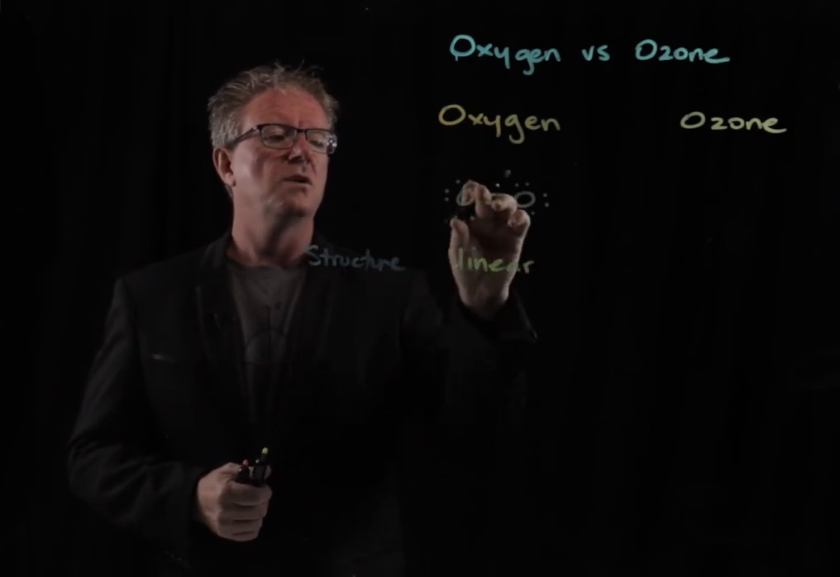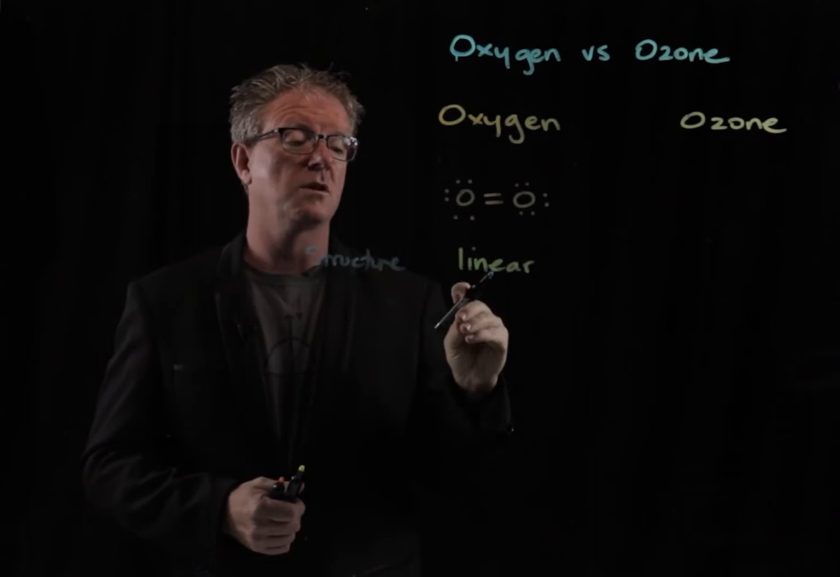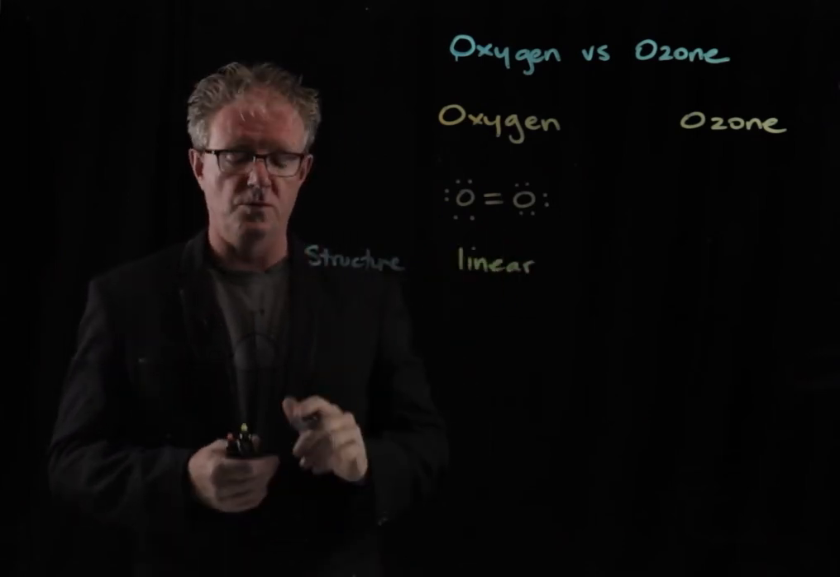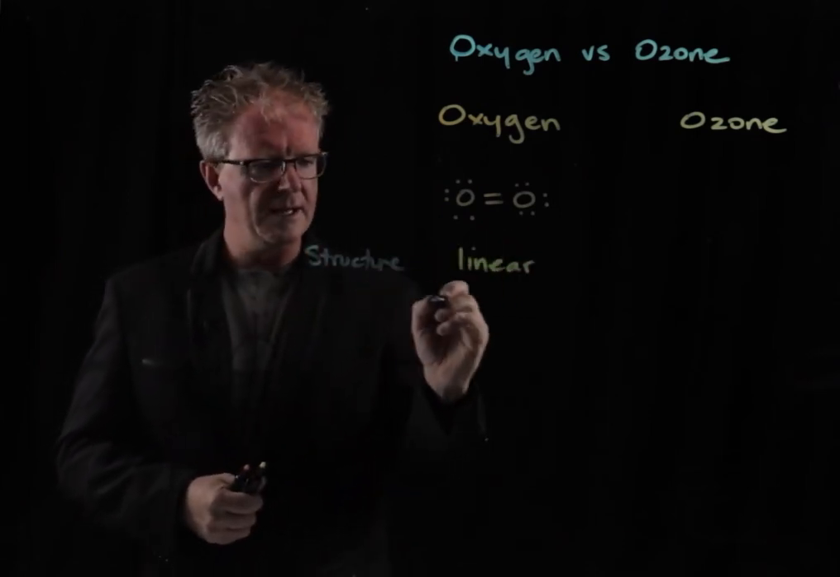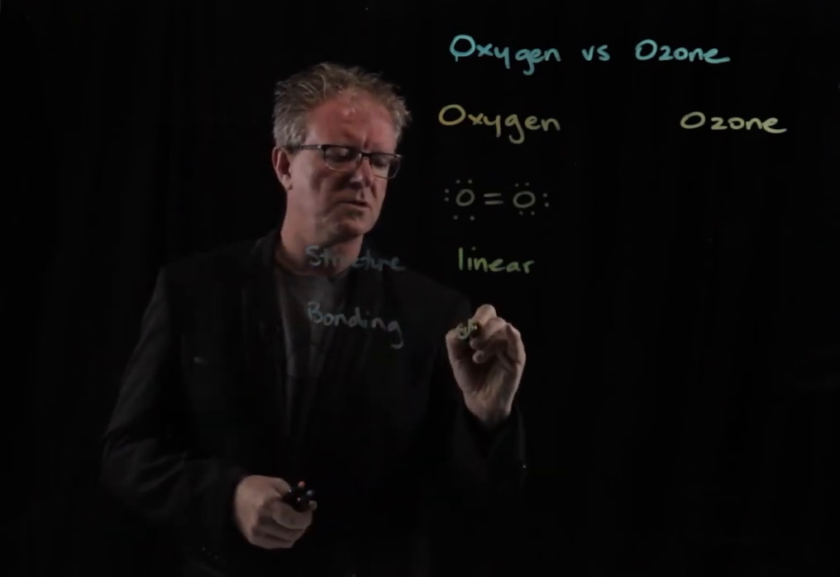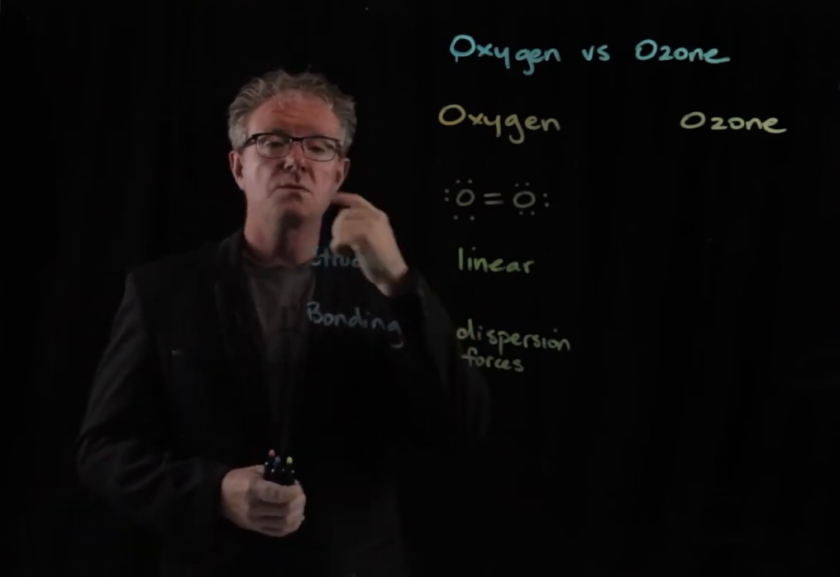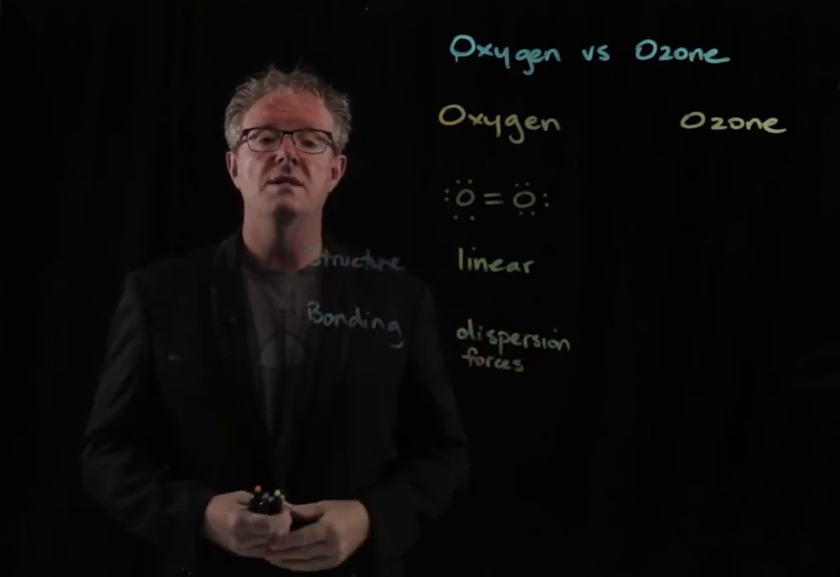Okay, so the type of forces we're talking about here is something called dispersion forces. So if we were to look at the bonding, it's going to be dispersion forces. And if you remember, a dispersion force is one that is transient. In other words, it's not always there.